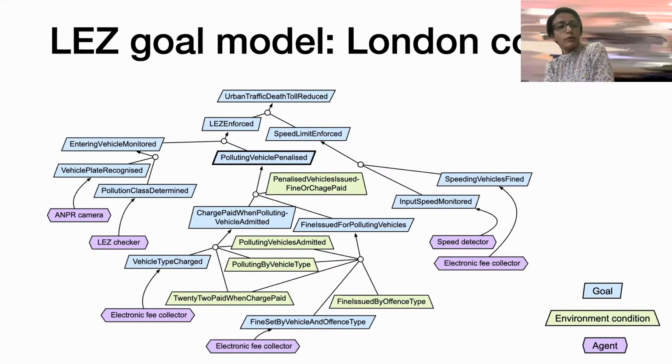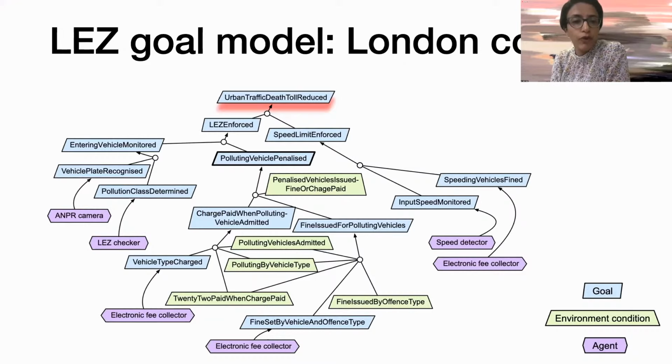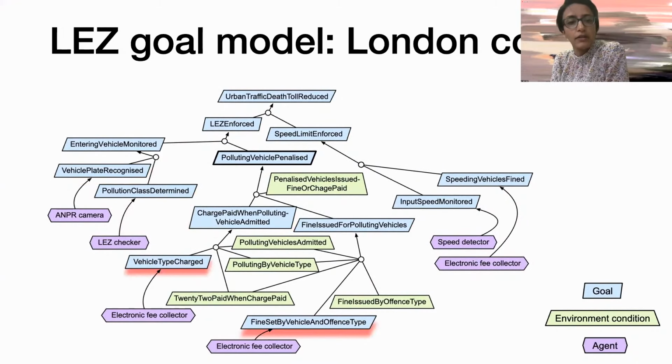So let's take, for example, the LEZ example that we've discussed before about the London context and the Brussels context. To represent requirements, we adopt the goal-oriented modeling framework, KAOS, which enables their formal specification and analysis. For the purpose of the presentation, it's enough to know that requirements are modeled as goal graphs, that high-level goals are gradually refined into low-level goals until they can be assigned to individual agents, and that the children goals at any one depth within this graph are consistent. So for example, in this case, the vehicle type charge and the fine set by vehicle that are highlighted in the graph are consistent, and they entail their parent goal, in this case, that the charge is paid when polluting vehicles are admitted.